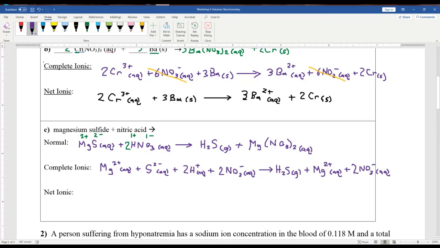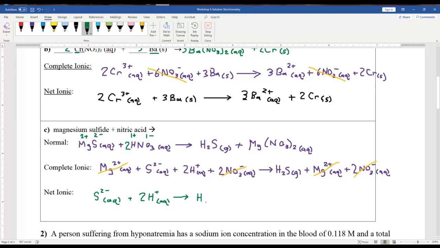All right, cool. And what cancels out, if anything? It looks like magnesium and nitrate. Okay. And you're right. Magnesium and nitrate do cancel out. And we're left with a net ionic equation of S2 minus aqueous plus 2H plus aqueous goes to form H2S gas.